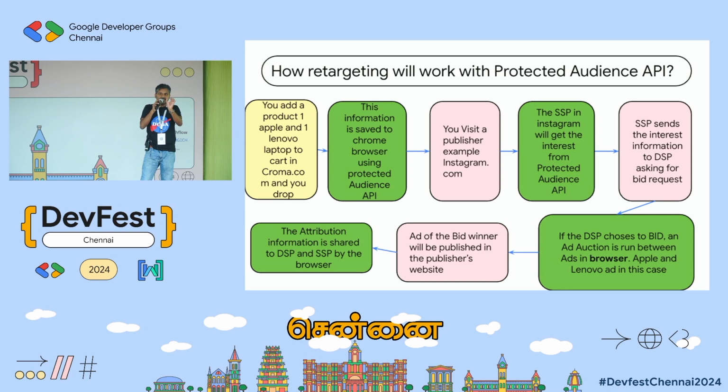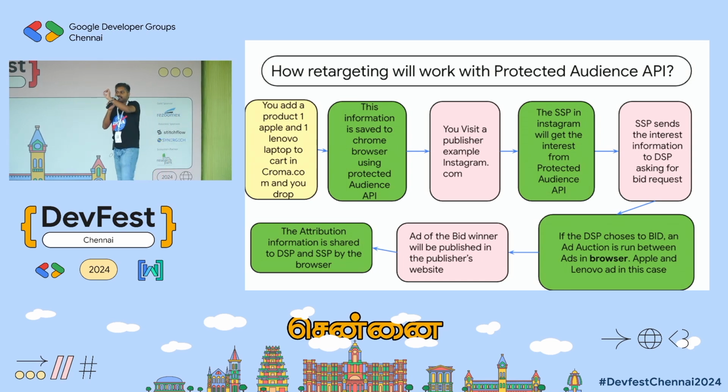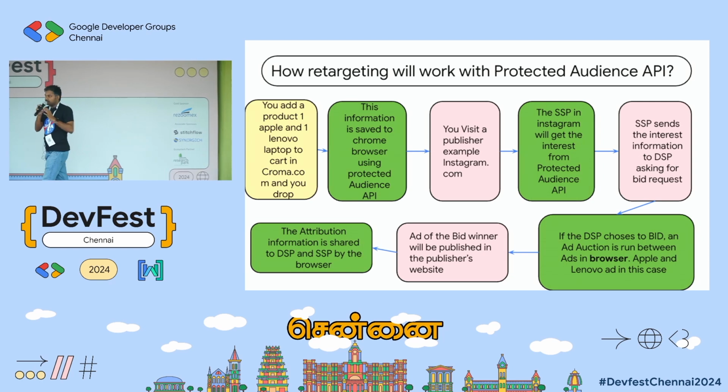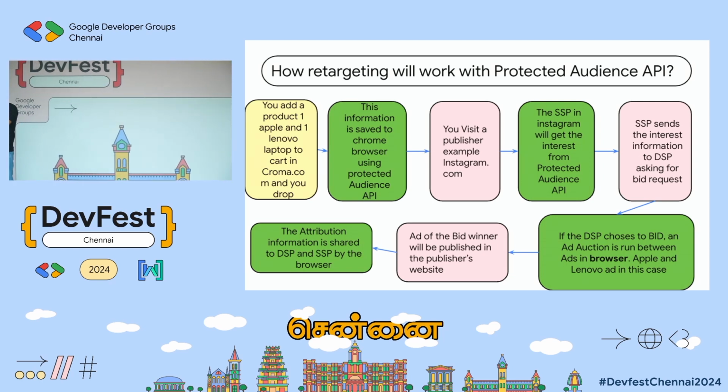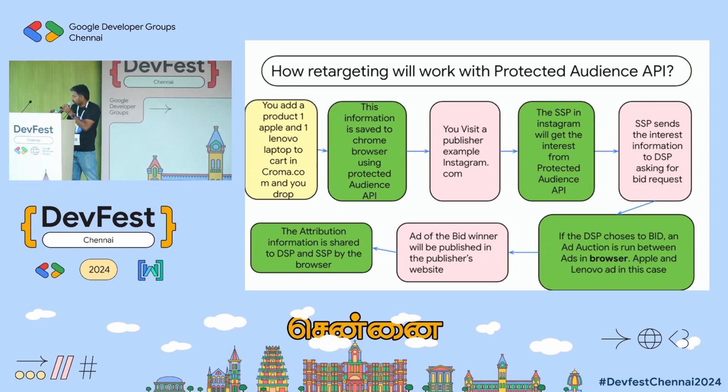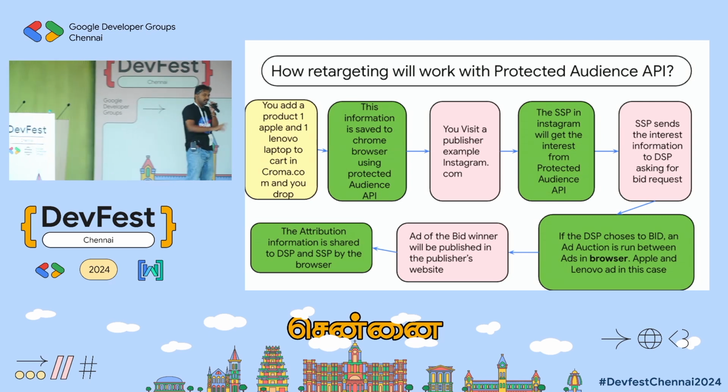In the previous state, they would know exactly that this is the guy who sits here and has done this exact thing. So this is how the Protected Audience API works. Compared to the previous approach, the primary differentiation is the acquisition, the ad auction, which is run in the browser itself.